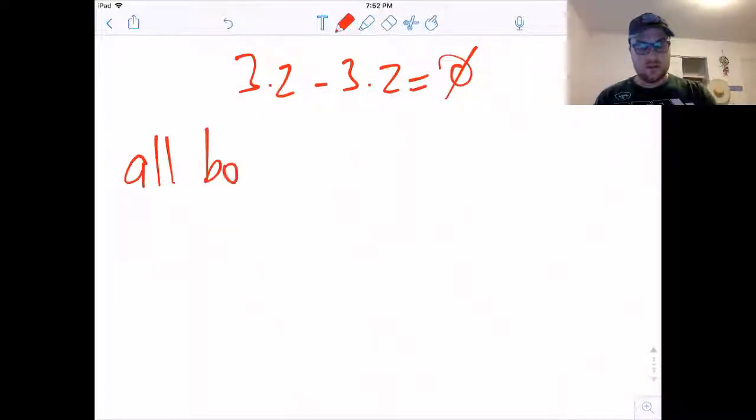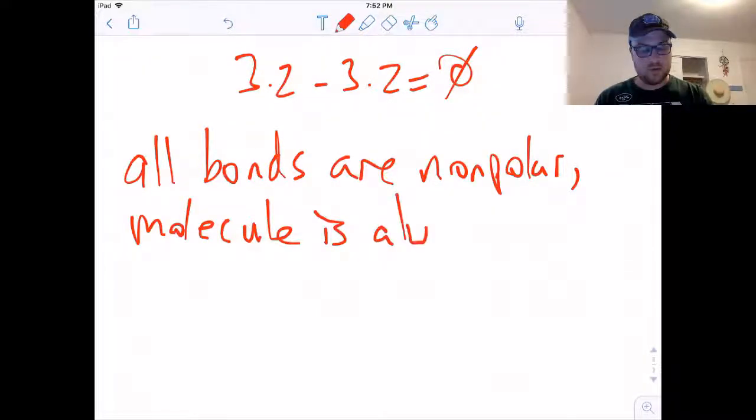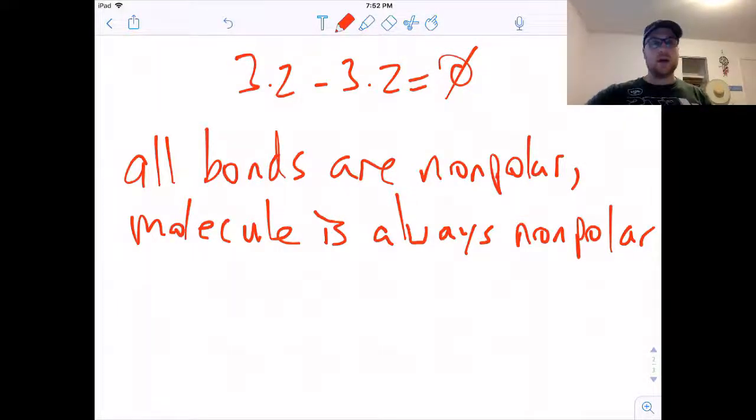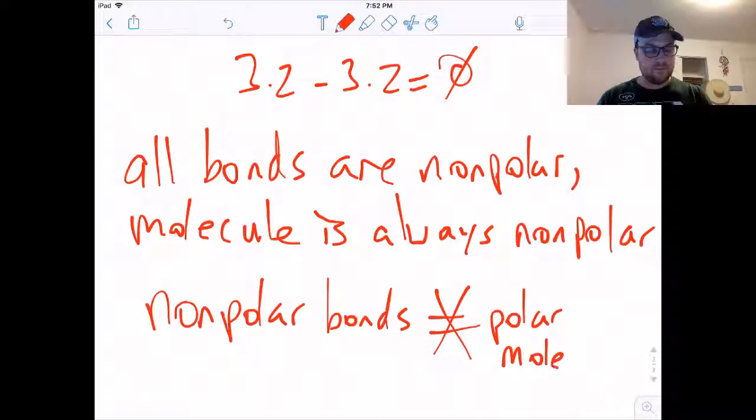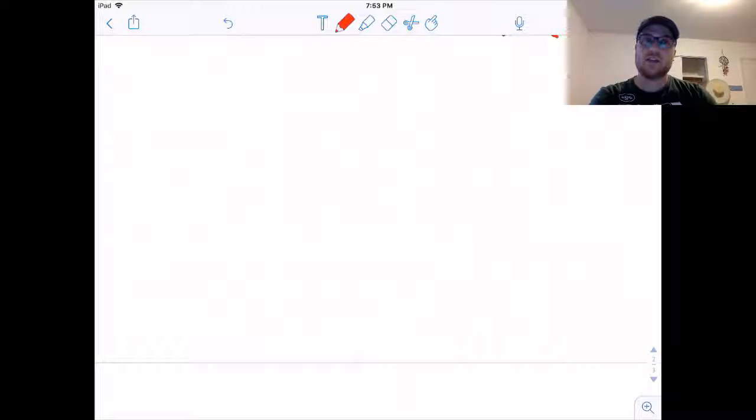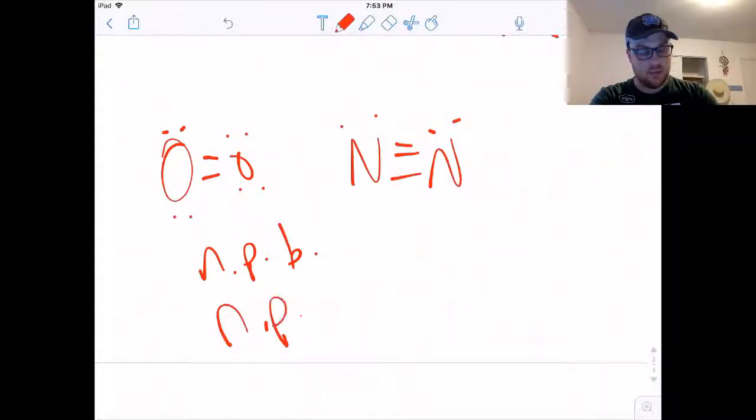If all bonds are nonpolar, the molecule is always nonpolar. You can't have nonpolar bonds and be a polar molecule. That doesn't exist. If you have all nonpolar bonds, you will never have a polar molecule. Never. You just won't see an example of that. Period. So any atom that's bonded to itself, O2, F2, N2, these are all nonpolar bonds and nonpolar molecules.